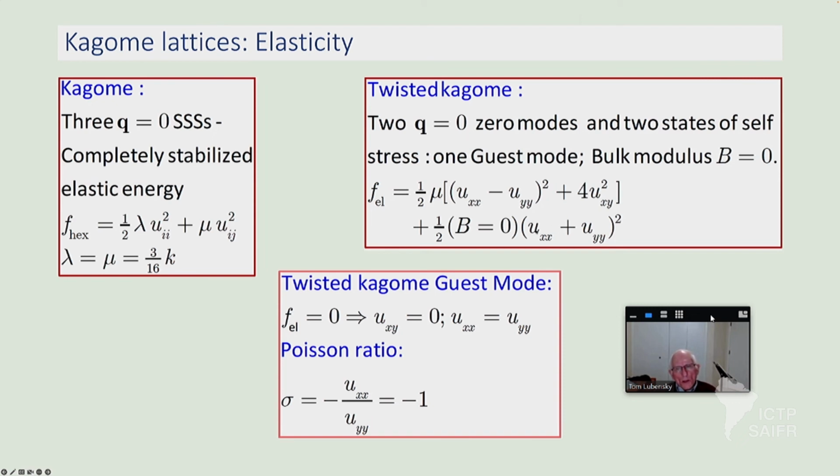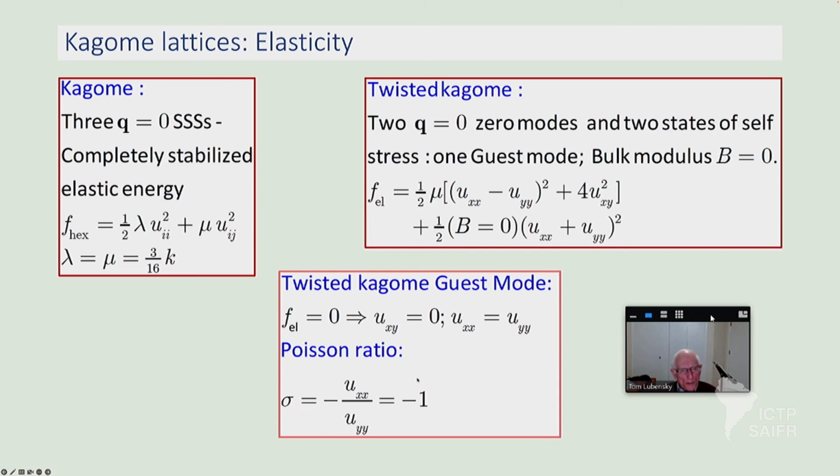So if uxx is equal to uyy, this is 0. uxy is 0. This is 0, and this, of course, is non-zero, but it has 0 energy because the B is 0. So the twisted Kagome lattice has two modes, two non-zero modes. Actually, the other way around. Two zero modes, uxy is equal to 0 and uxx is equal to uyy. And what this does is it gives me a Poisson ratio.